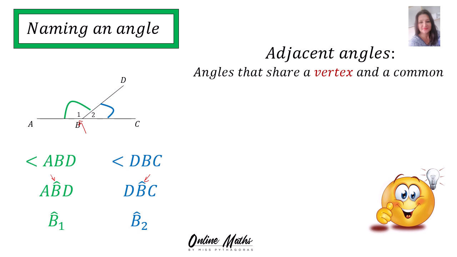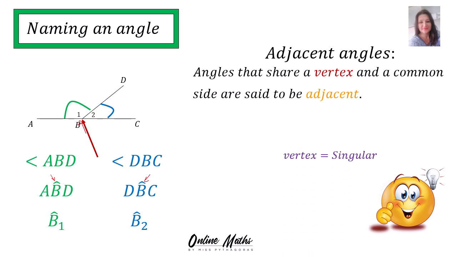Adjacent angles. Angles that share a vertex and a common side are said to be adjacent. In other words, a vertex is the singular for the little corner of the angle, and the plural for vertex is vertices.